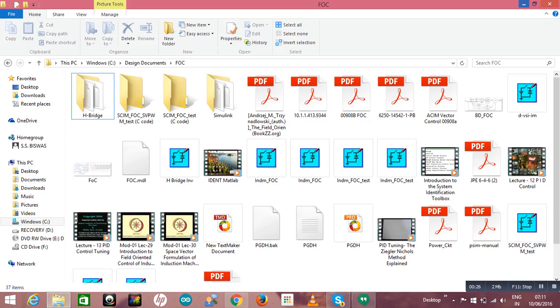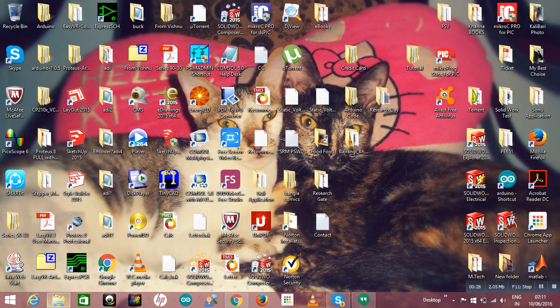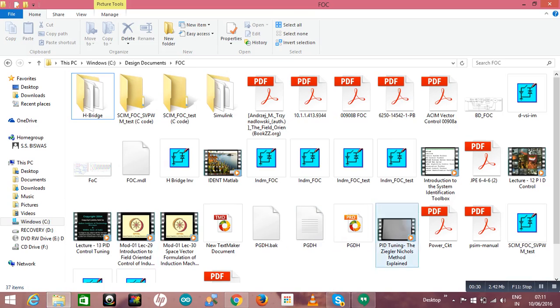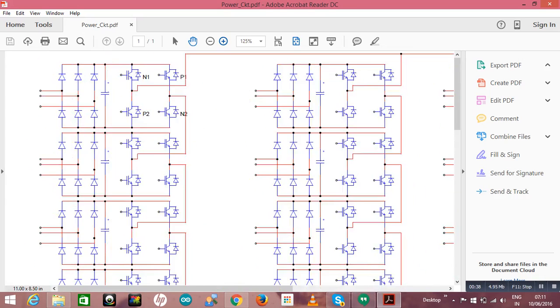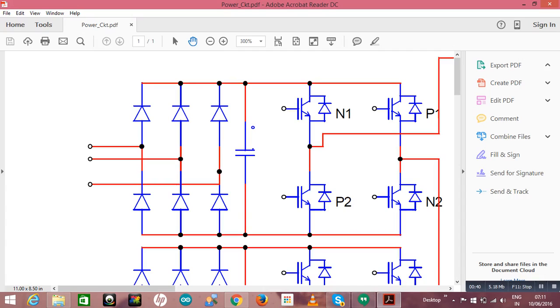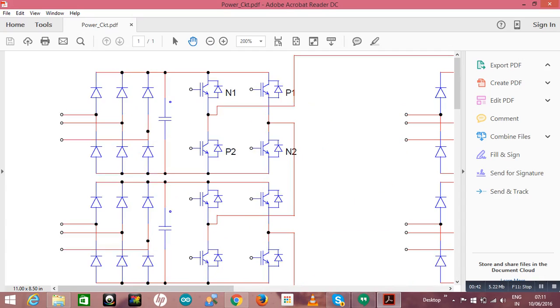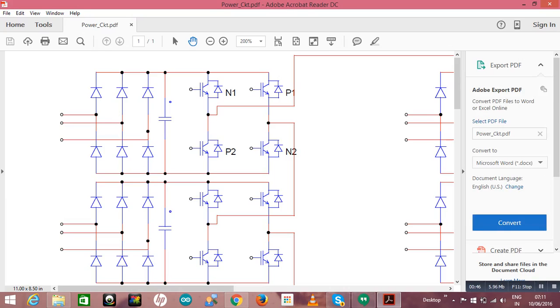First, I will go to the power circuit. That is the main thing. Just you see, this is the power circuit. It will consist of several H-bridge cells. This entire thing is called an H-bridge or power cell.